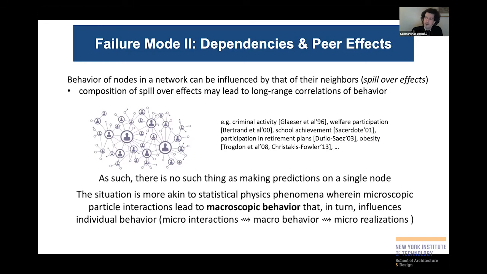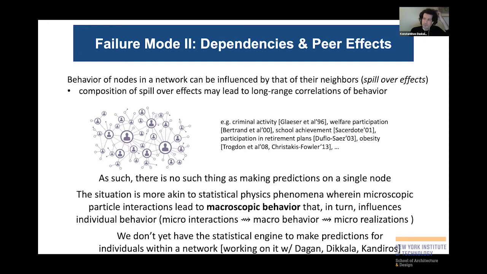The situation is more akin to what's happening in statistical physics, where microscopic interactions, particle interactions, lead to macroscopic behavior, which in turn influences individual behavior. So you need to understand a phenomenon at various scales, from micro to macro, back to micro. And I claim that we don't even have the right mathematical engine to be able to do machine learning that takes into account these micro to macro to micro interactions.